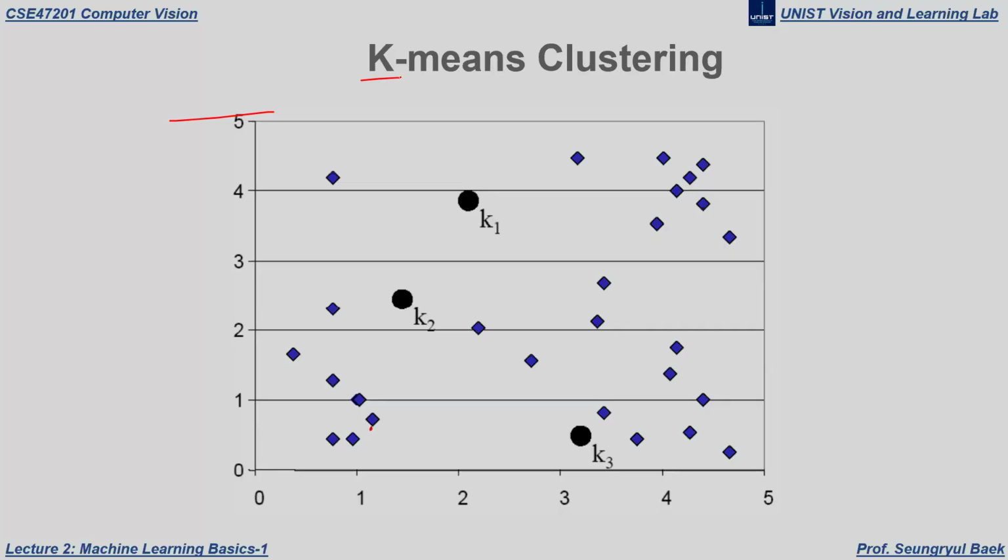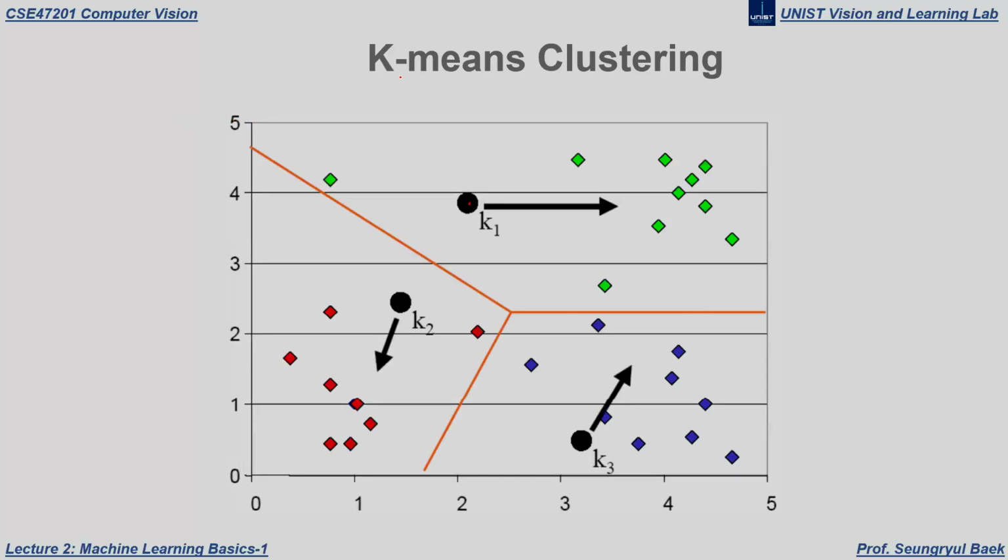So I will show you how computer algorithms do clustering, seeing their geometry, seeing only their x input. This K1, K2, K3 are randomly initialized centroids. Centroid means the center of the samples for each cluster.